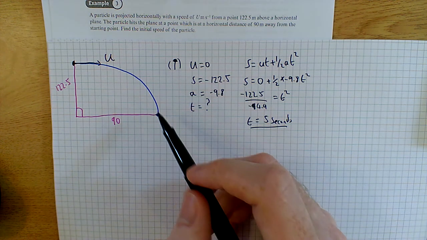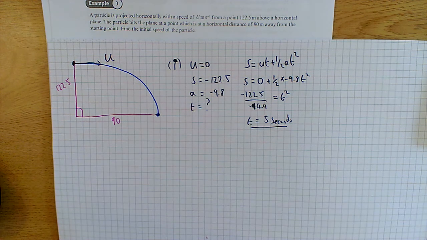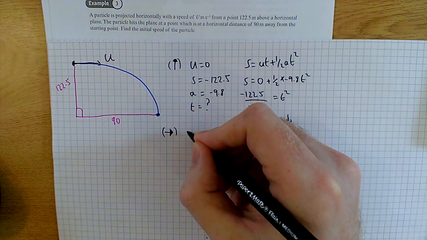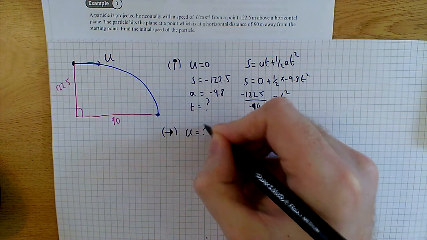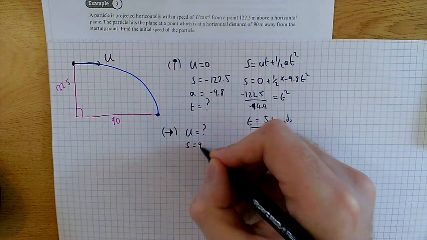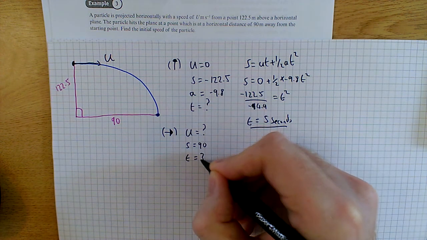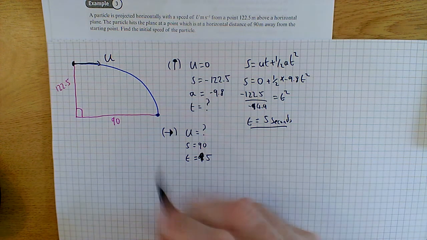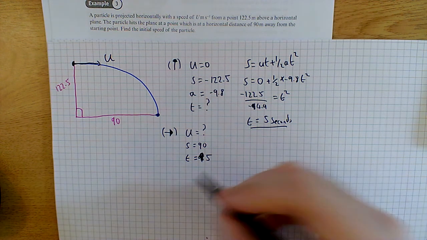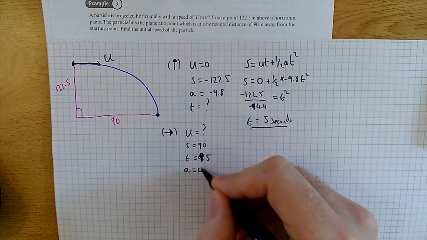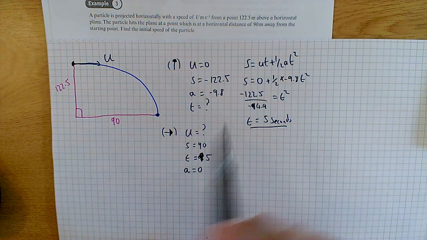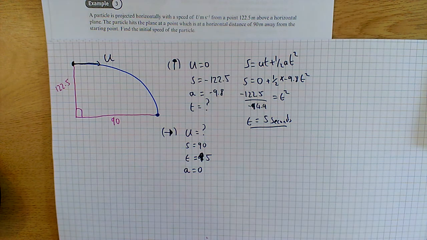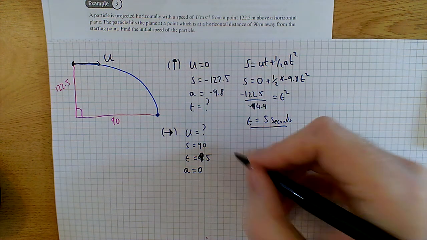But we know at that time we're also 90 meters across. So when we then go and we resolve horizontally, right, we can say that, well, we know that u is the thing we're trying to find here. We know that s is 90, and we know crucially now that the time is 5 seconds. So it's 5 seconds from when we started. We also know, because we're travelling horizontally, that the acceleration is 0. The acceleration will always be 0 when we're horizontal, and always minus 9.8 when we travel vertically. So we pop that in.